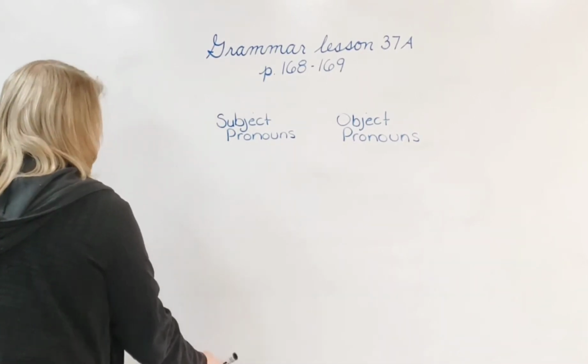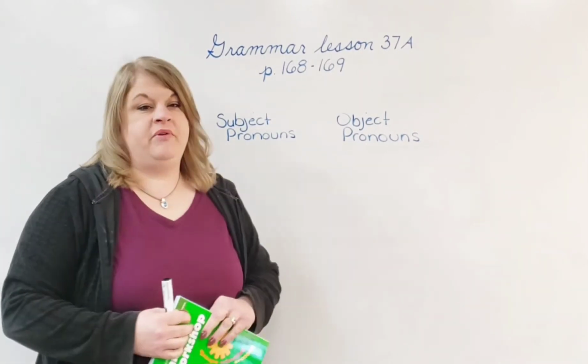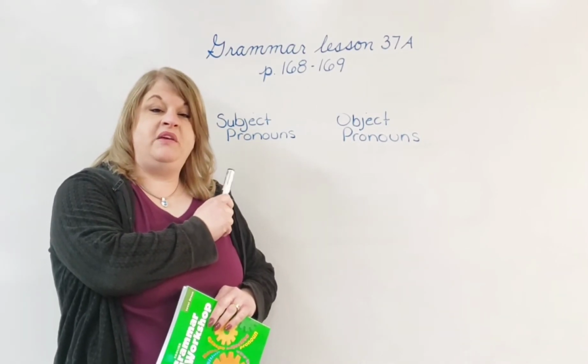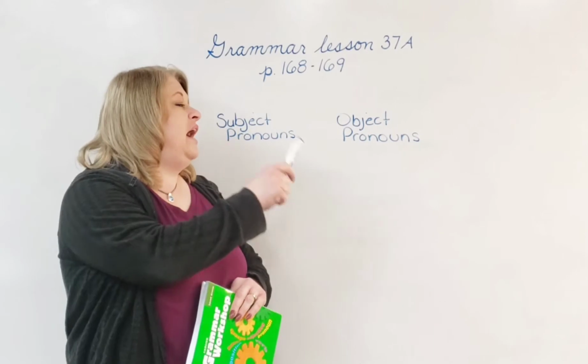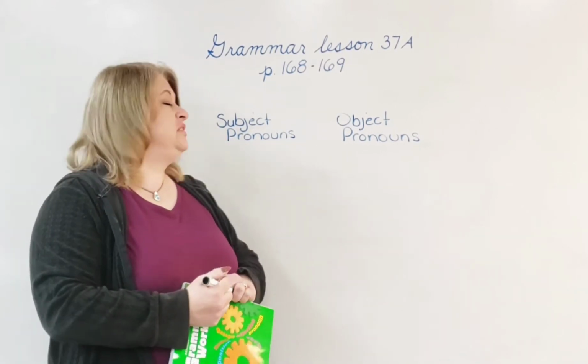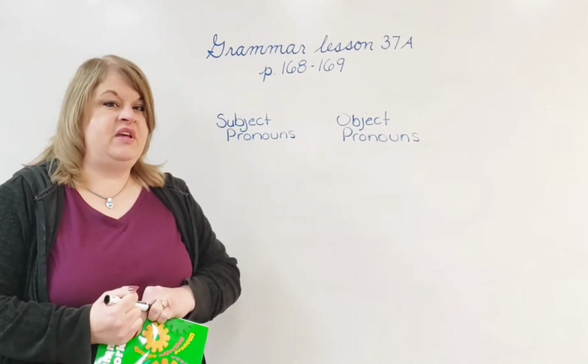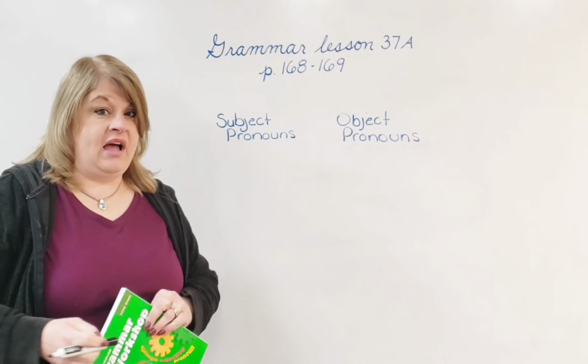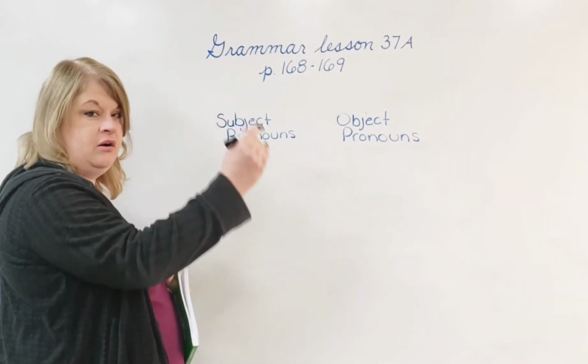Our subject pronouns and object pronouns, remember they go in different parts in the sentence. Our subject pronoun comes before the verb. The object pronoun comes after the verb. So I'm going to write up our subject pronouns and we're going to say them together, and I want to see if you can say them before I get to. Remember, we're going to say them in our list.